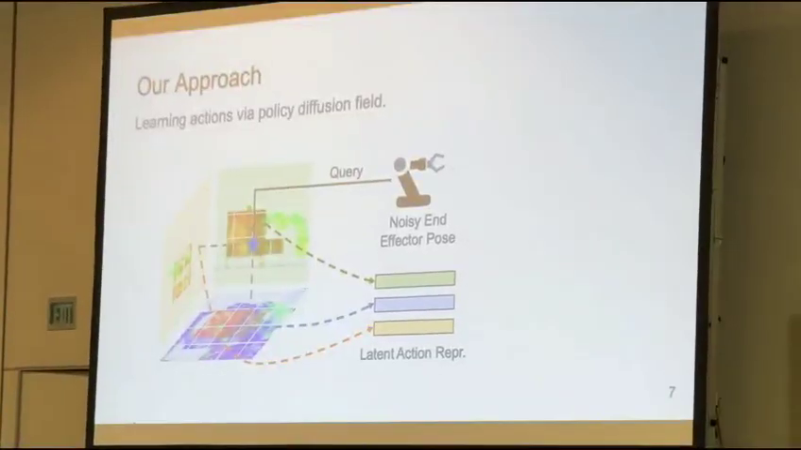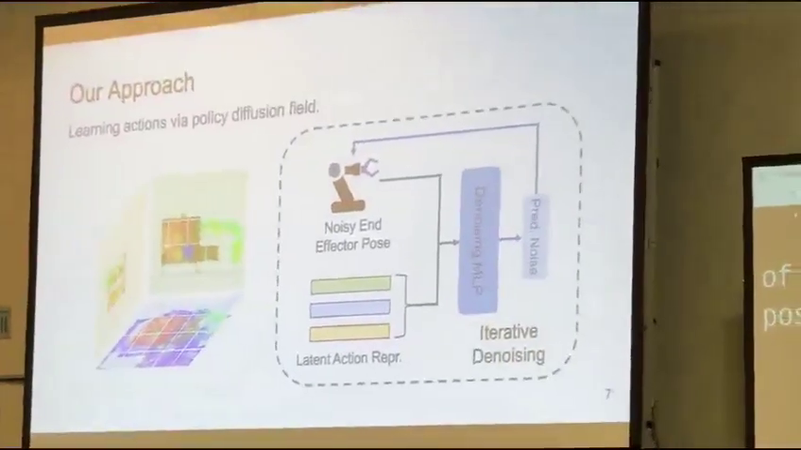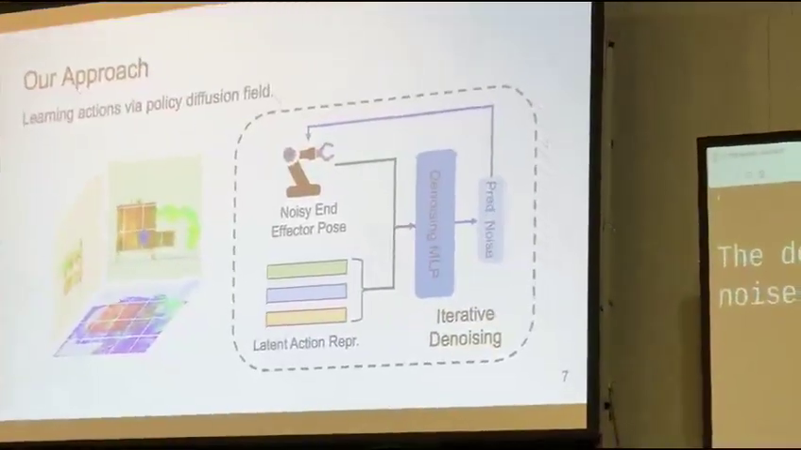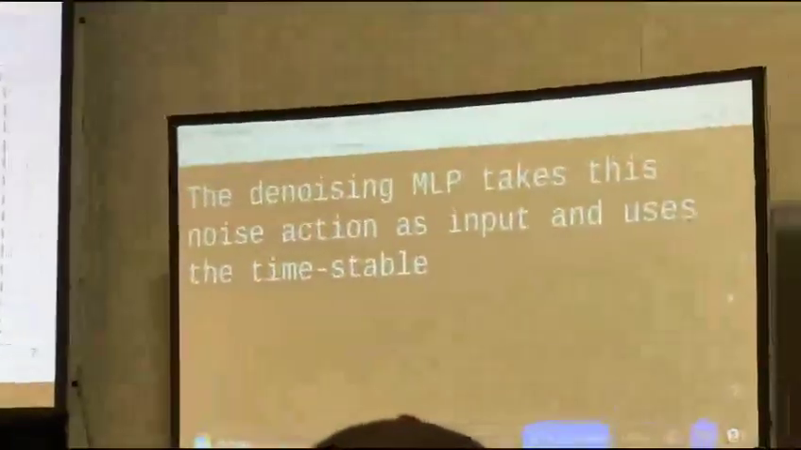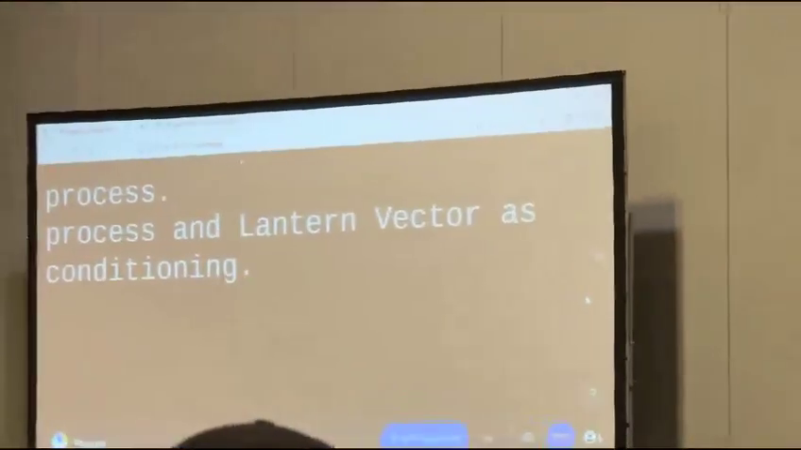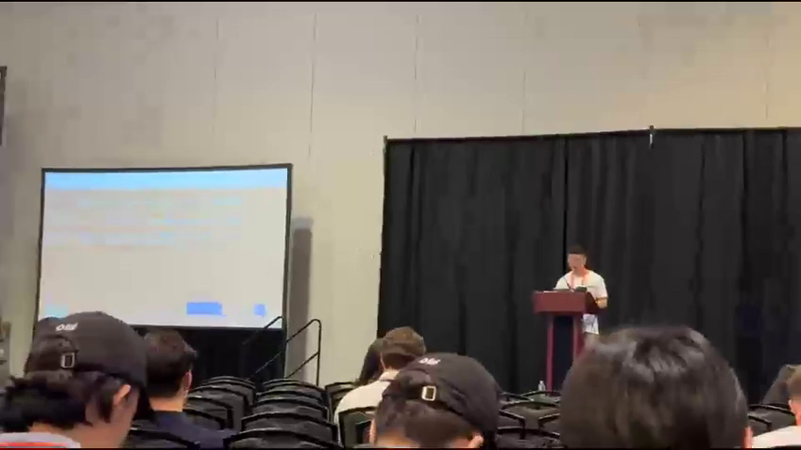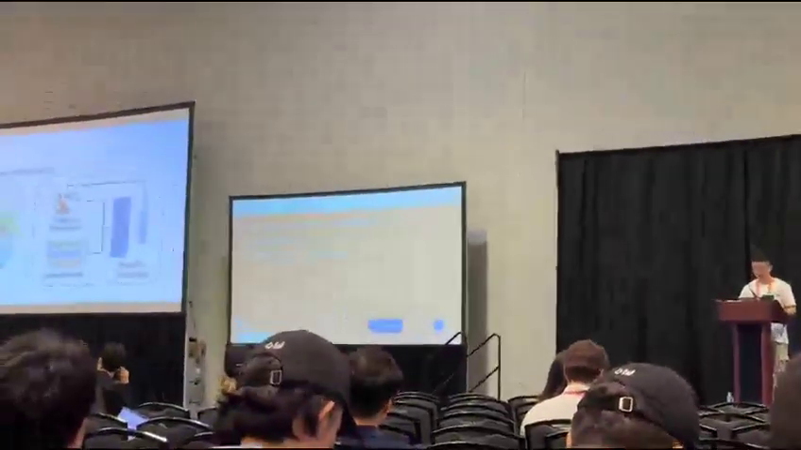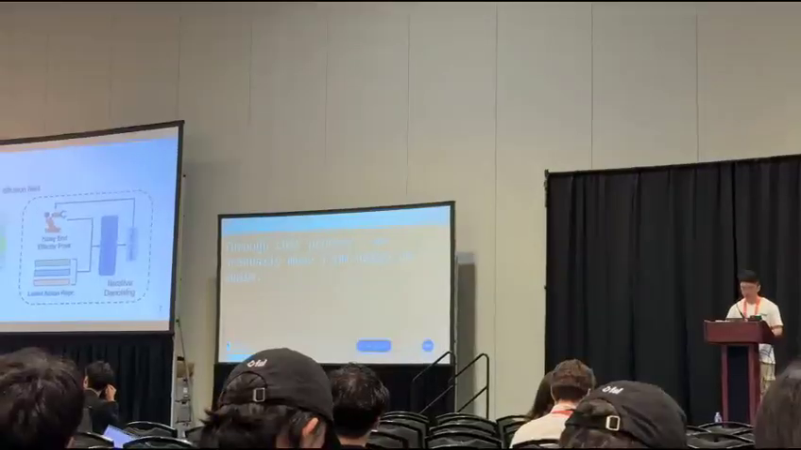The denoising MLP takes the noise action as input and uses the time step of the diffusion process and the latent vector as conditioning. It outputs an action gradient, which is used to denoise the current action sample, iteratively refining the action. Through this process, we gradually move from noise to a clean, meaningful action that is consistent with the scene geometry and the task structure.